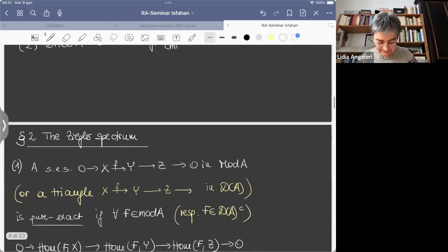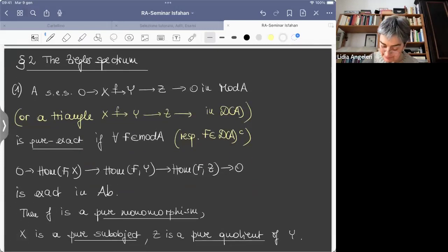So let me start with the Ziegler spectrum. What is the Ziegler spectrum? First of all, I have to explain what a pure injective object is, and we will work in parallel in the module category and in the derived category. For the moment, look only at the white part. A short exact sequence in the module category is said to be pure exact if it stays exact under the covariant Hom functor given by an arbitrary finitely presented module. So it's mapped to a short exact sequence of abelian groups.